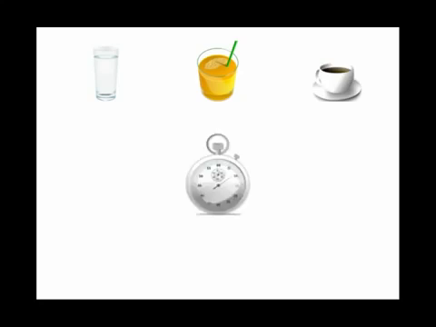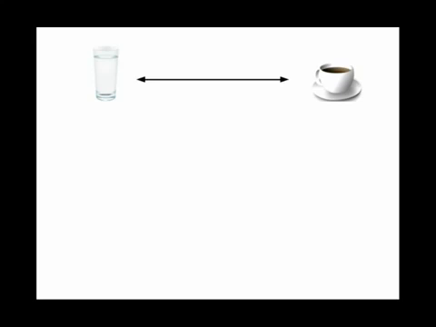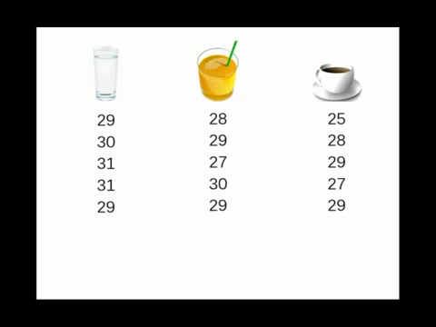Now you test everyone's reaction time, and you want to know if there's any difference in reaction time between the groups. The null hypothesis says that the mean reaction time for all three groups is the same. If there were only two groups, you could use a t-test to find out if there's a difference between them. But when you have three groups or more, you need to use a different approach, the analysis of variance.